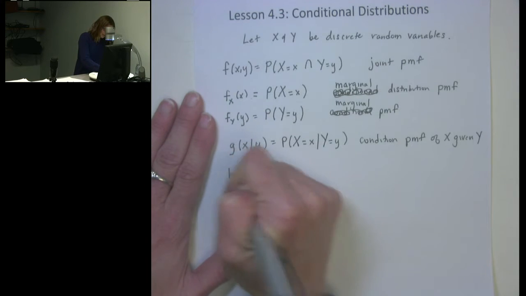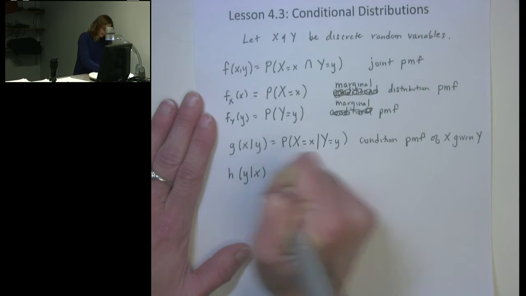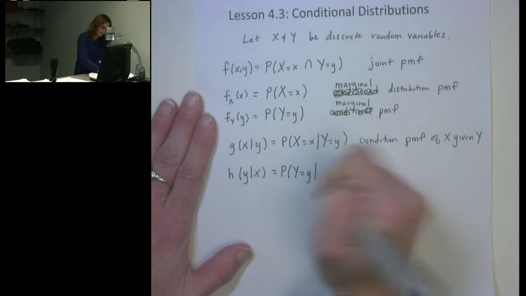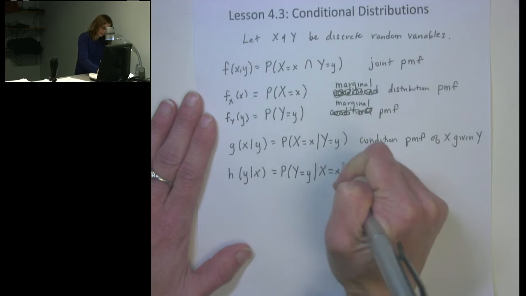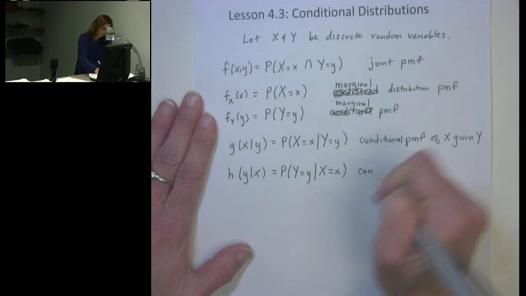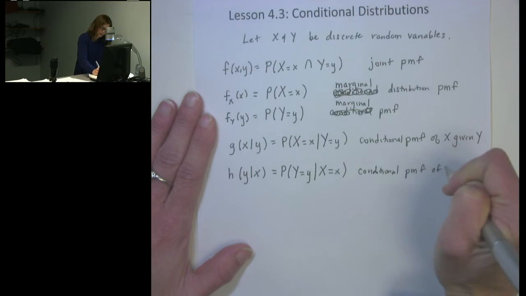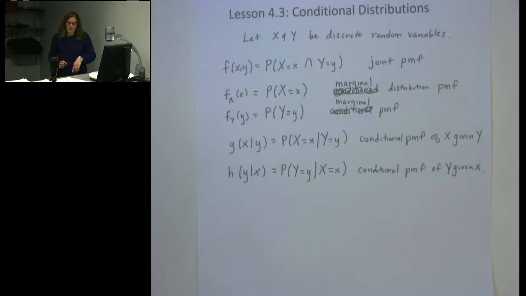And h of y given x tells us the probability that y takes on a particular value little y, given that x takes on the value little x. And we call that the conditional probability mass function of y given x. And these two distributions are what we're going to focus on primarily today. Although we'll need these other pieces along the way to get there. So we're going to have a little review of all of the stuff that we've done so far in chapter 4.